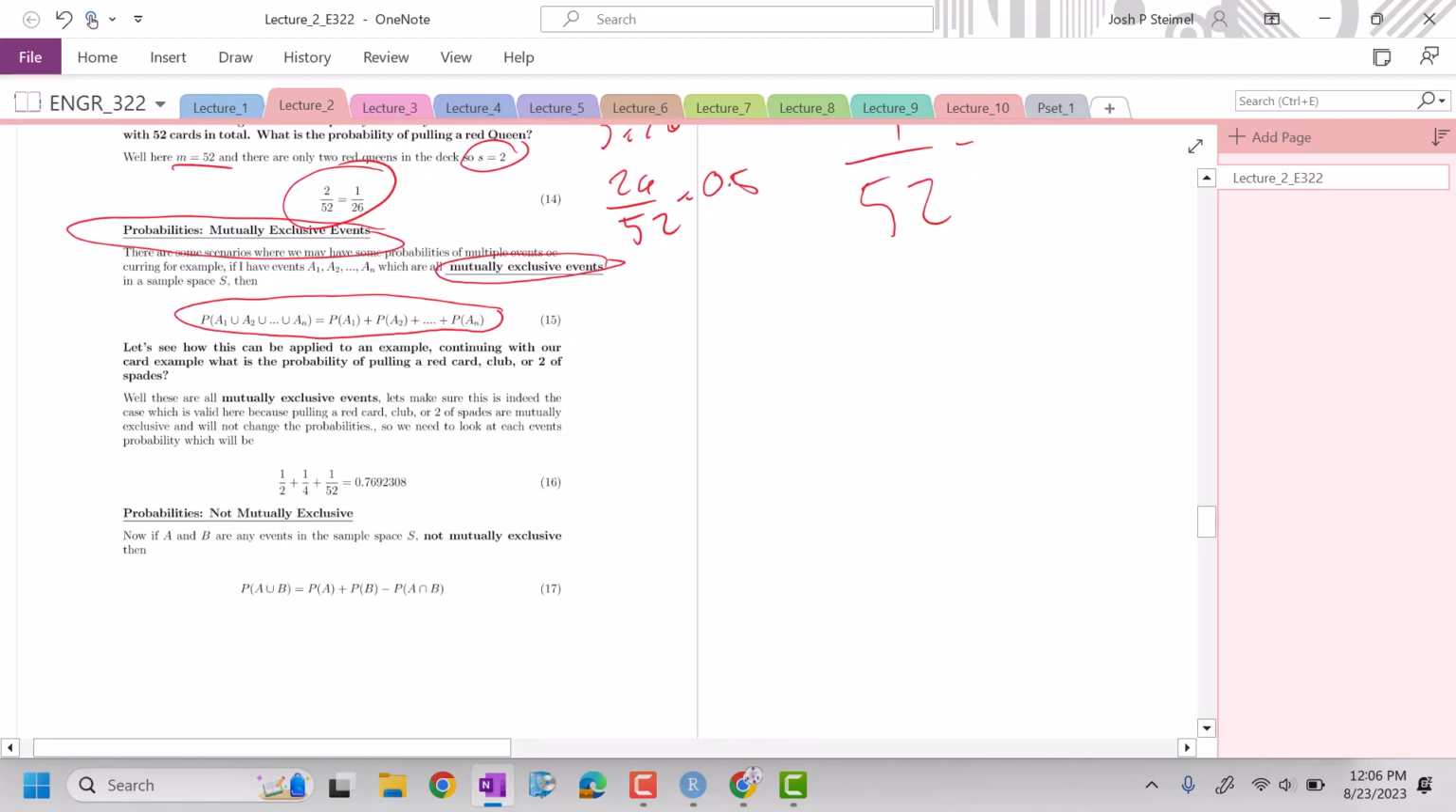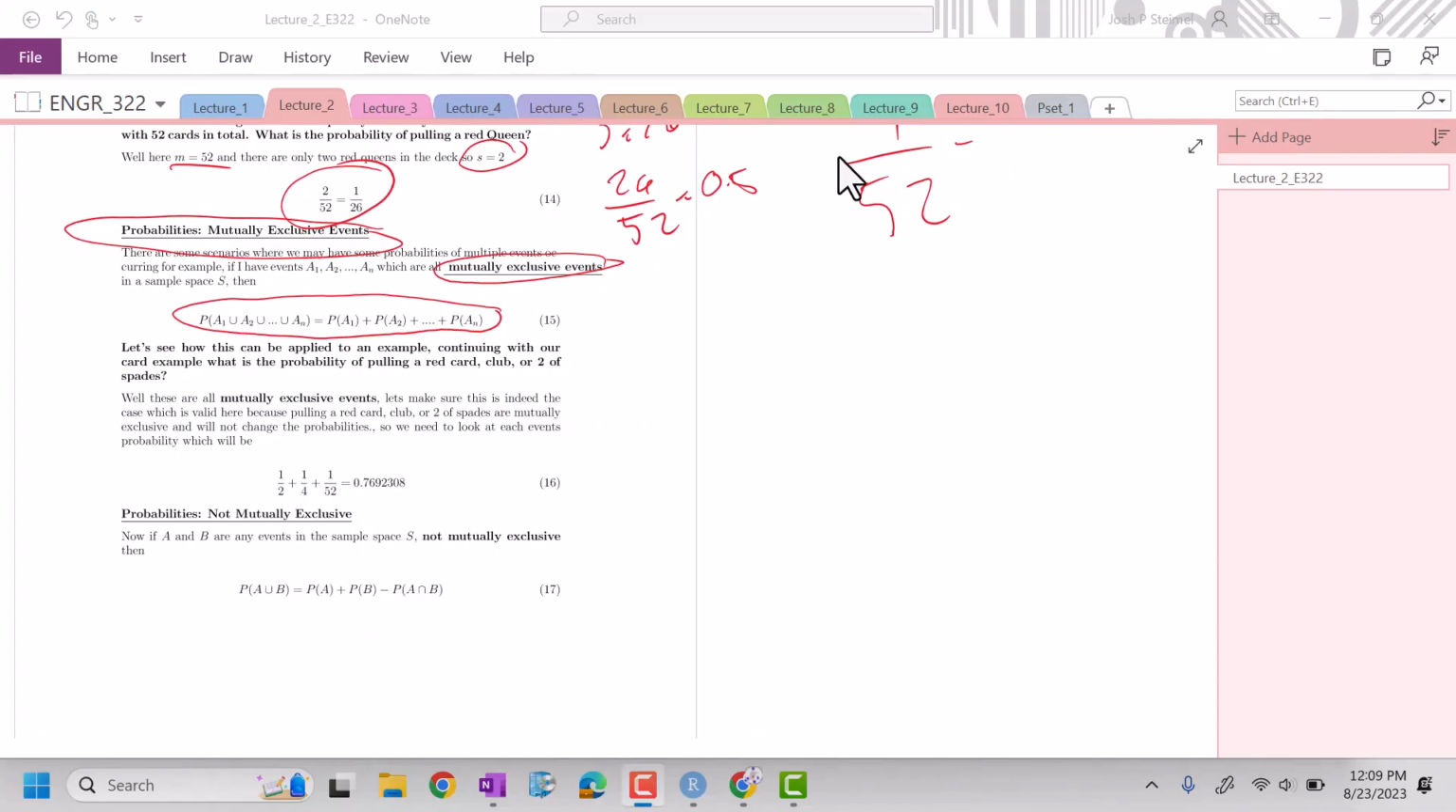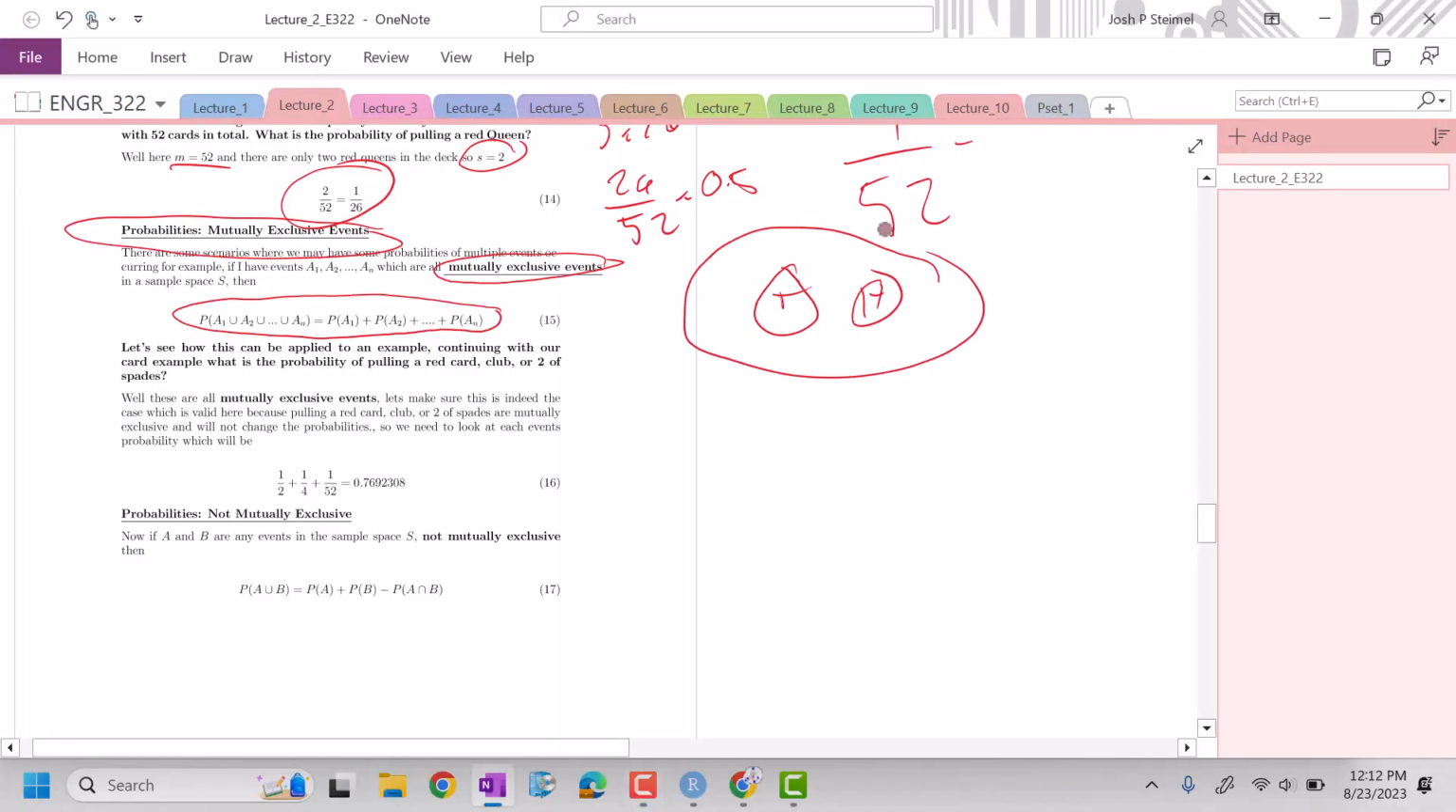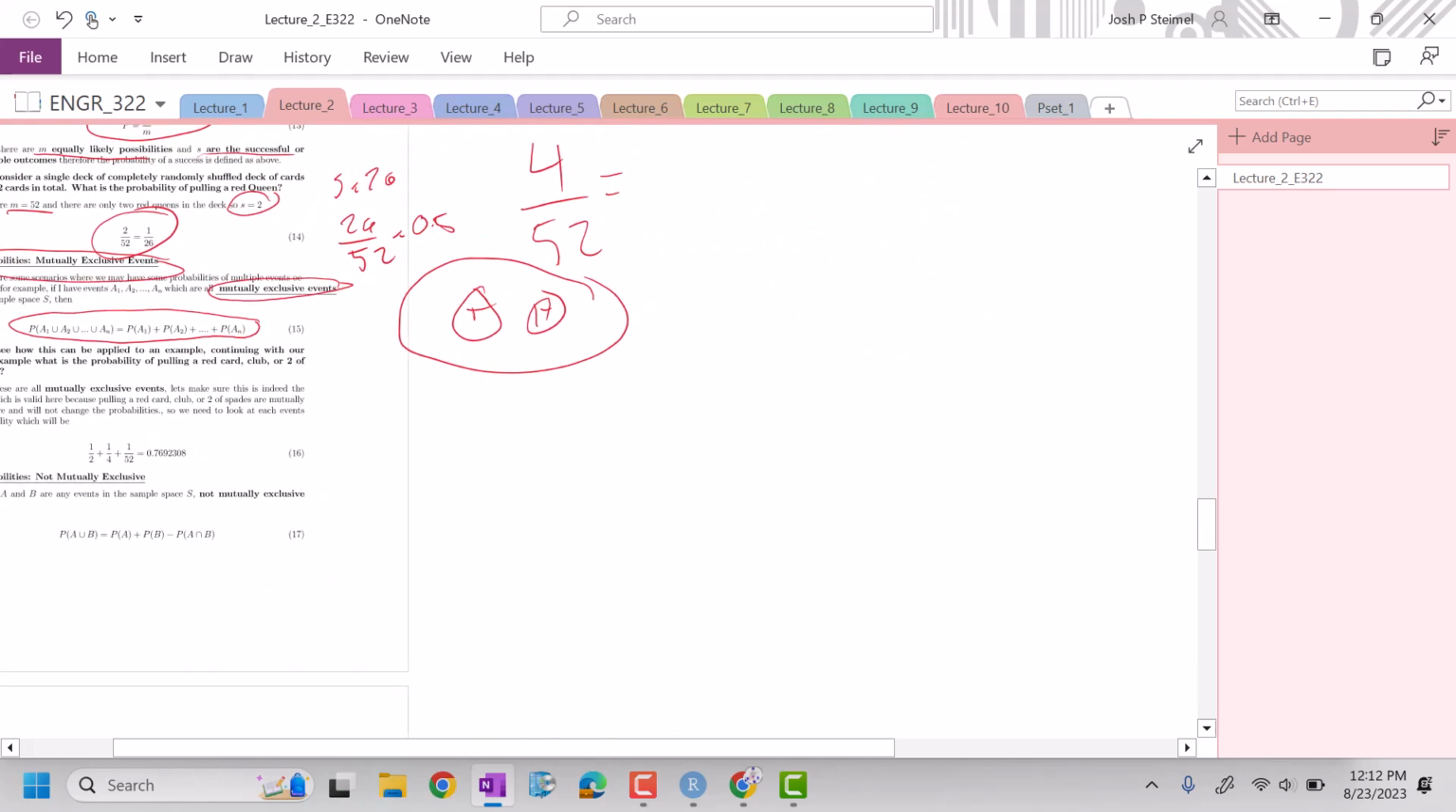So what's an example of a mutually exclusive event? Mutually exclusive events are events that cannot occur simultaneously. For example, if I'm flipping a coin with tails and heads, I can't get heads and tails simultaneously. Same thing with our example of cards: I can't pull a one of clubs and a two of clubs simultaneously.